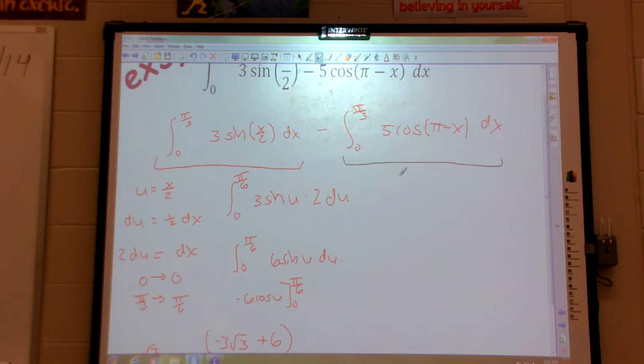So, what is u here? Pi minus x. So du is then negative 1 dx. So dx is just negative du. 0 becomes pi. Pi over 3 becomes 2 pi over 3. Is everyone following how I'm getting these? We're plugging in for x right here. Plug it in for x, see what I get. Now, here's a slight issue, which we'll get to in a second. I now have the integral, it's got to go in the same order. 0 became pi. This became 2 pi over 3, correct? 5 cosine u times negative du.